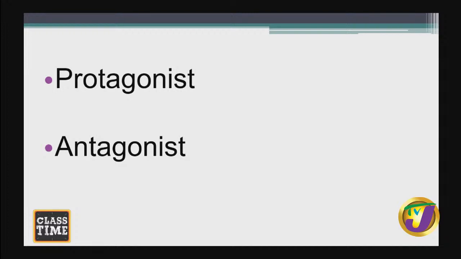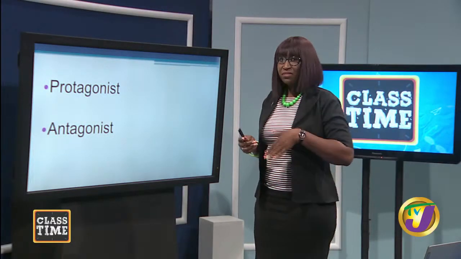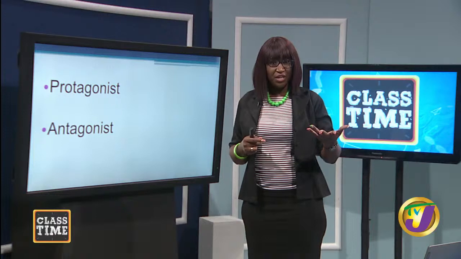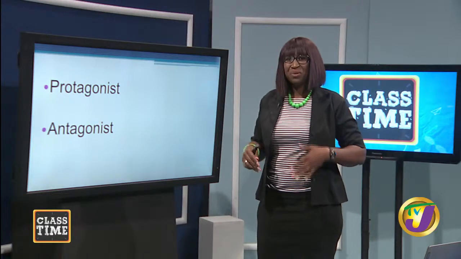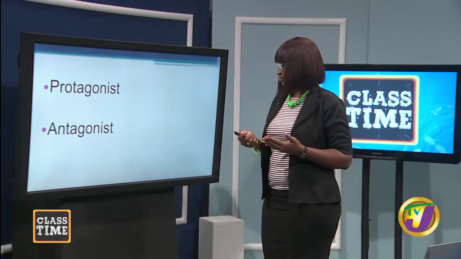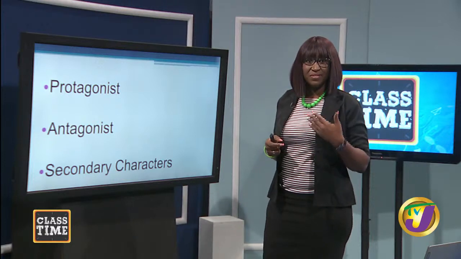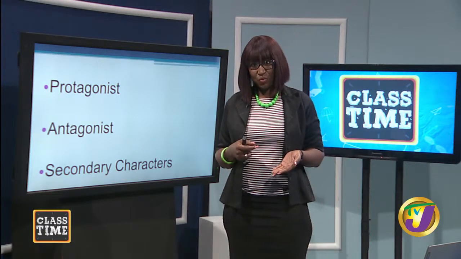Causes the problem. So this is the person or character who the protagonist might have to face off against. So you have a situation where you have the hero or the underdog, and you have the villain. So your antagonist is your villain. Of course, you may have secondary characters in your story as well.